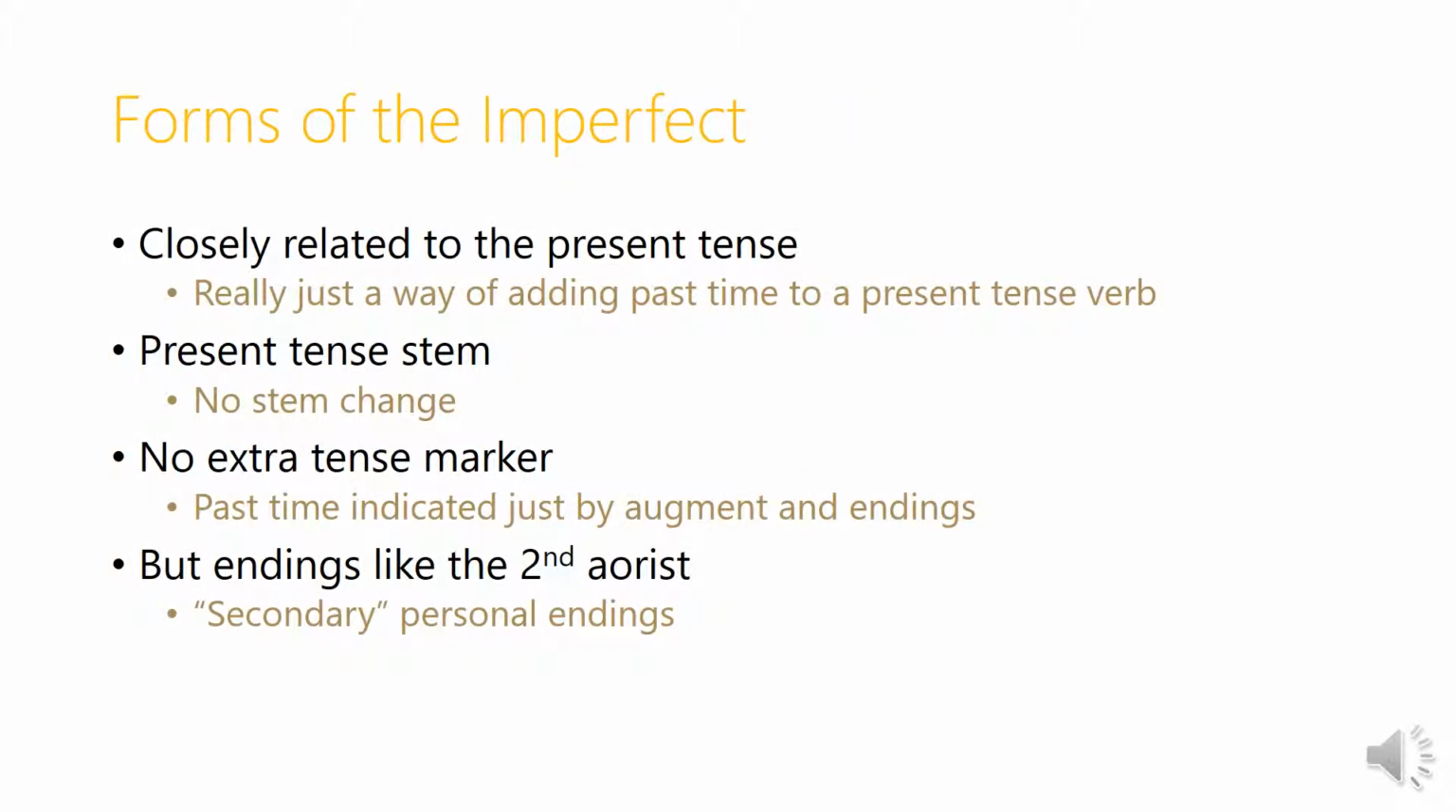The forms of the imperfect are closely related to the present tense. Really, this is just a way of adding past time to a present tense verb, and so we always use the present tense stem. There's no stem change at all. And there's no extra tense marker, nothing like the sigma of the first aorist. Past time is indicated just by the augment and the endings. But the endings look just like the endings of the second aorist. They're, again, the secondary personal endings, the personal endings used for tenses that receive an augment.